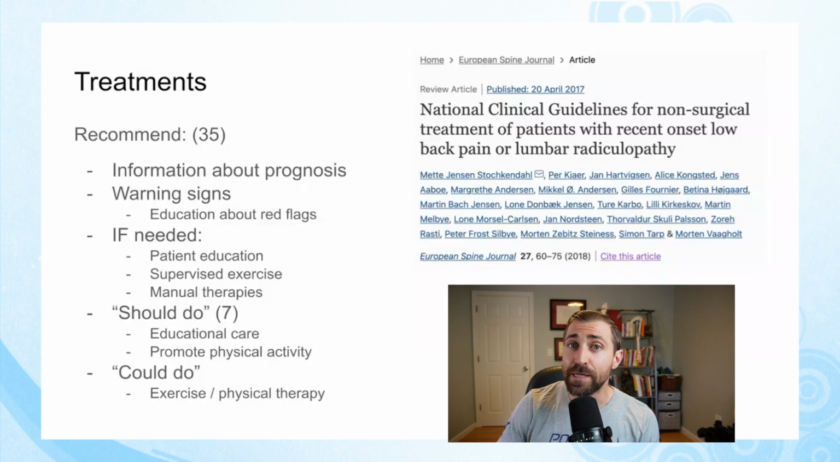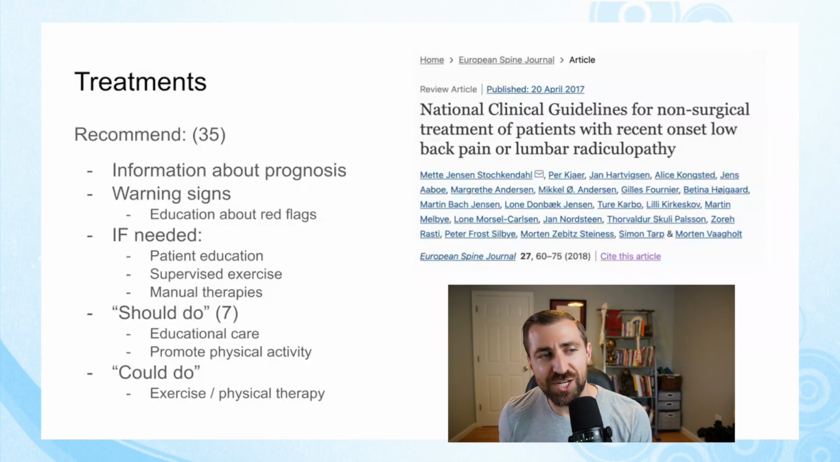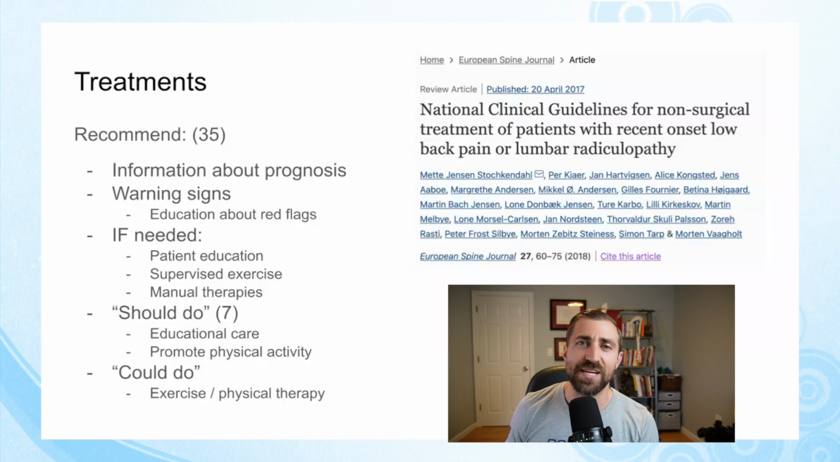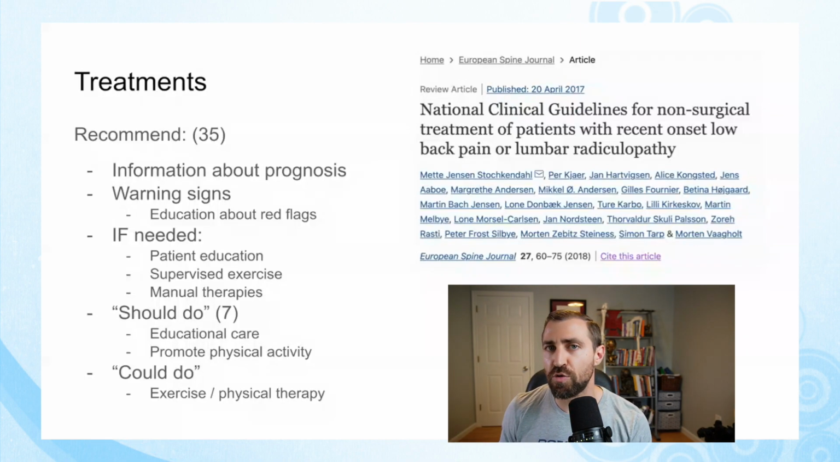Now, if needed, we can provide some more specific patient education, supervised exercises, as well as some manual therapies. Now, the reason why this is "if needed" is because a lot of folks are going to get better right away without much of anything. So, largely, tell folks it's going to be okay. Let them know about the prognosis. Make sure they don't have medical red flags. And if things are not rapidly resolving, we can now get some more specific education, some exercise, manual therapy, physical therapy, and so on and so forth.